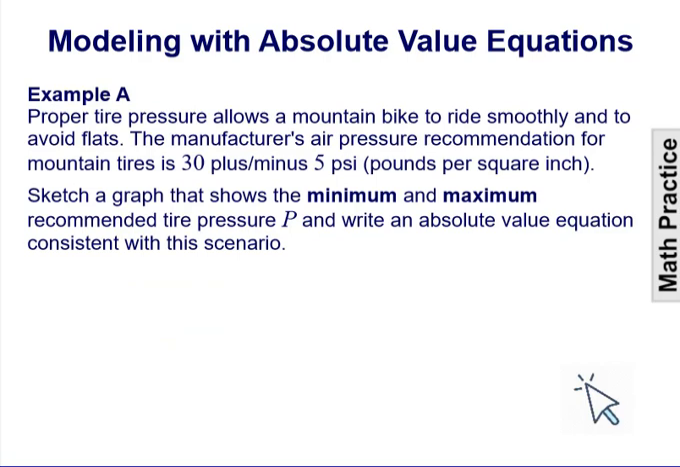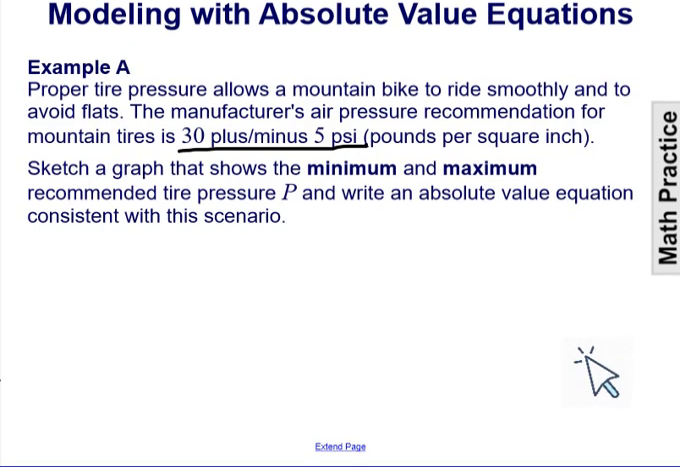Proper tire pressure allows a mountain bike to ride smoothly and to avoid flats. The manufacturer's air pressure recommendation for mountain tires is 30 plus or minus 5 psi, which is pounds per square inch. So let's sketch a graph that shows the minimum and maximum recommended tire pressure P and write an absolute value equation consistent with this scenario. And it really is in the key with that plus or minus 5 with 30 in the middle.